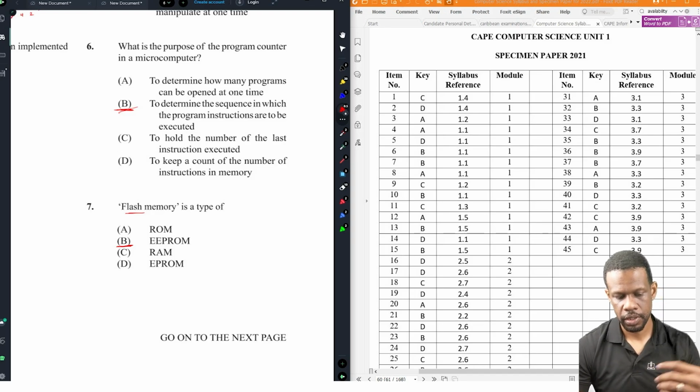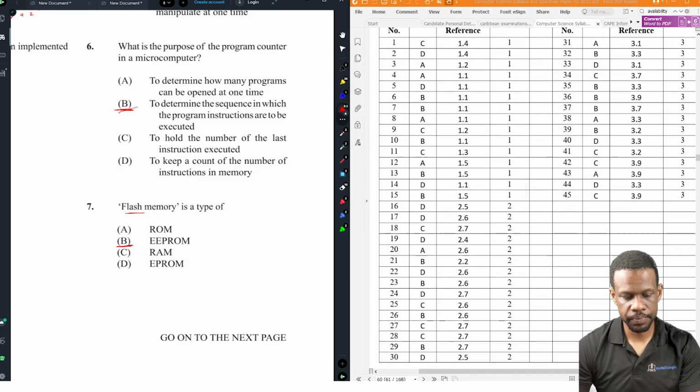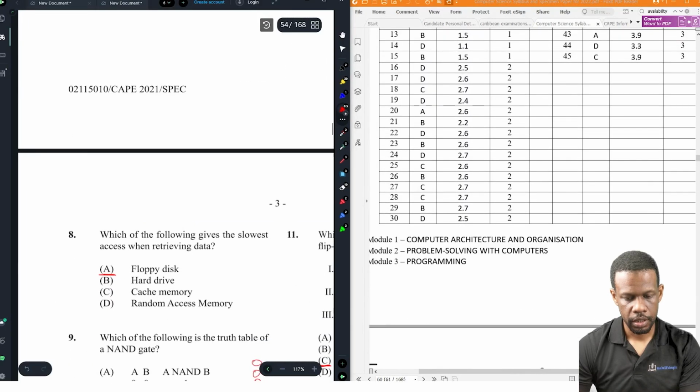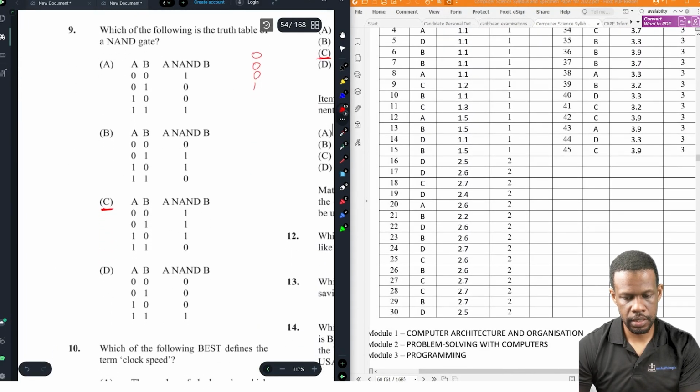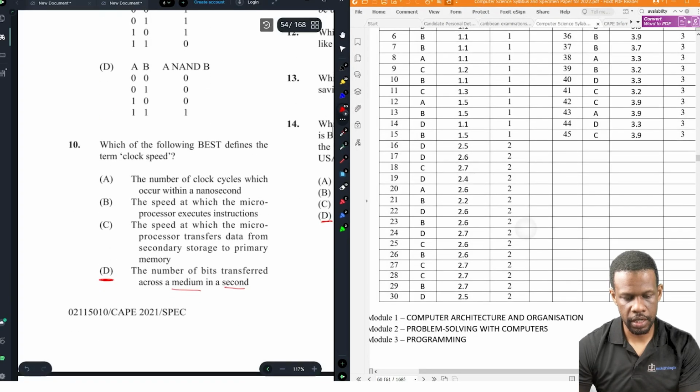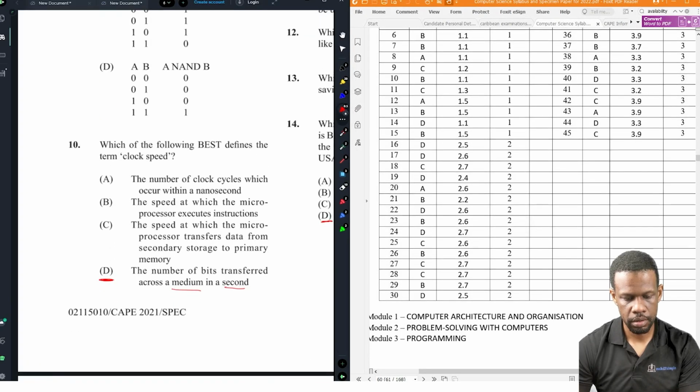It's kind of confusing. Alright, 7 is B. 8 is A. 9 is C. 10 B. Oh, they have B. The speed at which the microprocessor executes instructions.